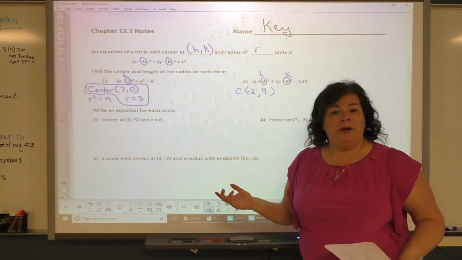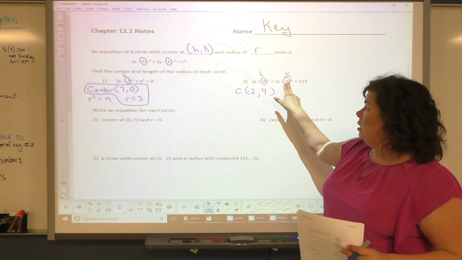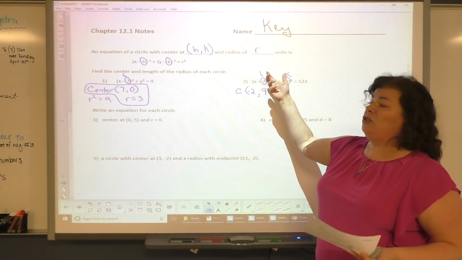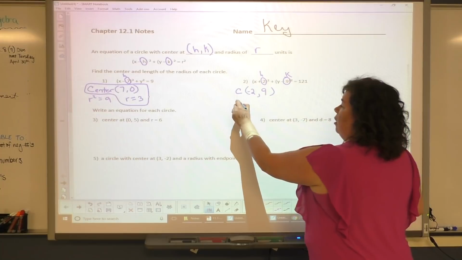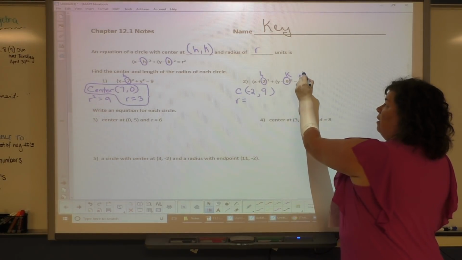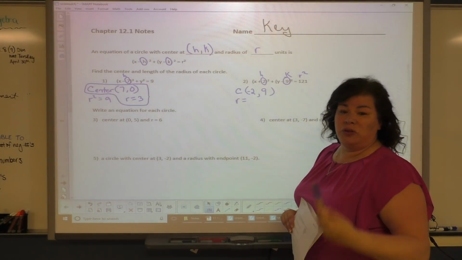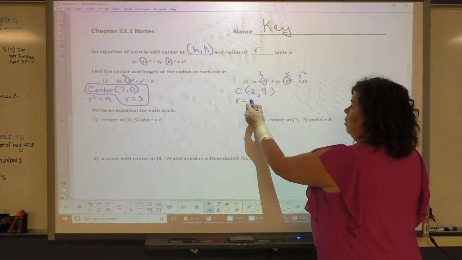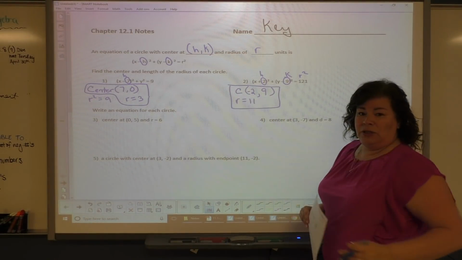So basically what I'm saying is whatever sign is in the equation for your center, it's just the opposite of that number, okay? And our radius then, since 121 represents radius squared, that's part of the equation, that means the radius is really the square root of 121, or 11 in this case. And that's all we need to do.